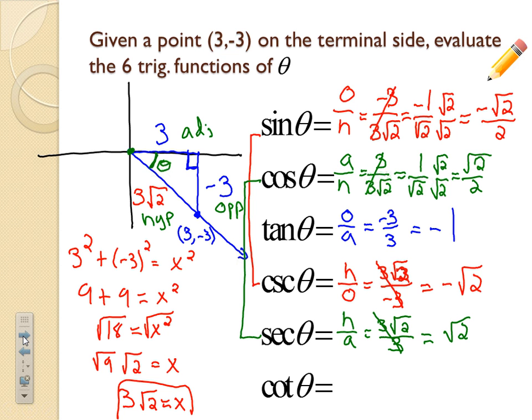And last but not least, my cotangent is the reciprocal of my tangent. So I have adjacent over opposite. My adjacent is 3. My opposite is negative 3. When I simplify this, I get negative 1. And there we have found our 6 trig functions.